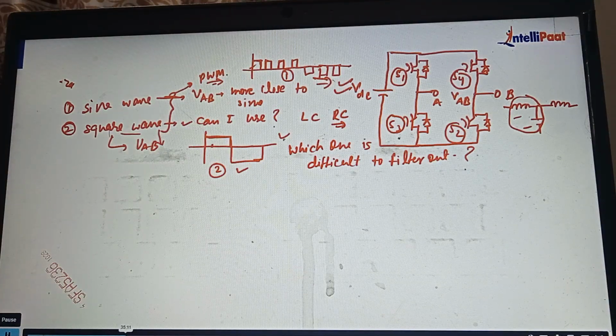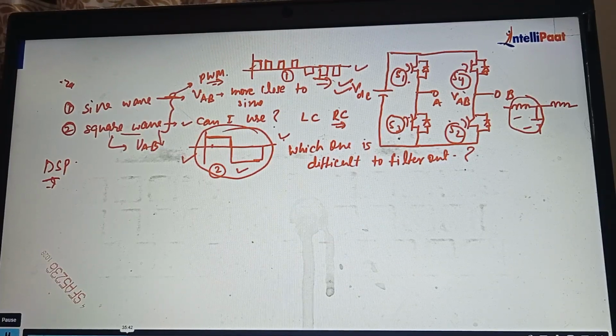From your controller or DSP controller, you can generate a square wave as well as these switching signals. But if you don't have this kind of facility, suppose I'm operating the converter in open loop and I have provided square pulses to these switches, then the output will also be this one. So we have to change the strategy we are using to control this inverter.